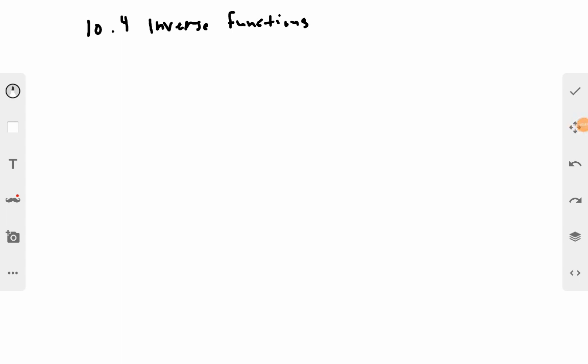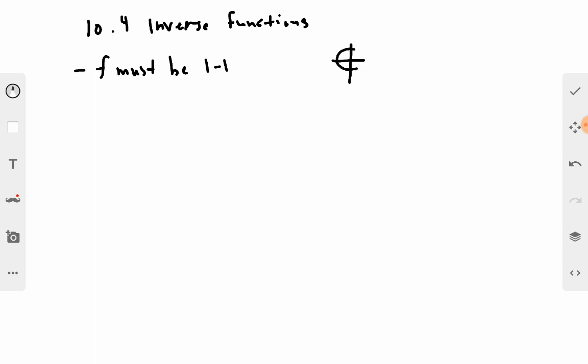Okay, in 10.4 we're going to take a look at inverse trig functions. Before we do that, let's review inverse functions in general a little bit. So remember that one of our requirements is that f must be 1 to 1 to have an inverse. Okay, f must be 1 to 1. So remember your function rules.